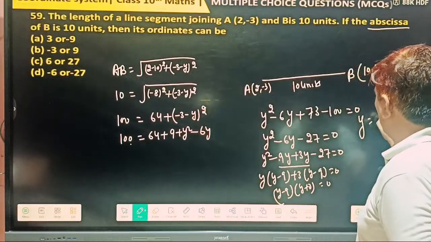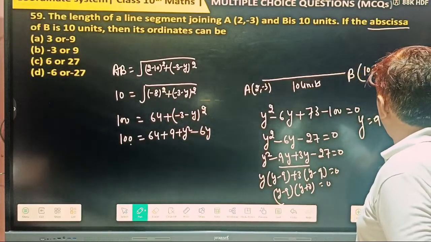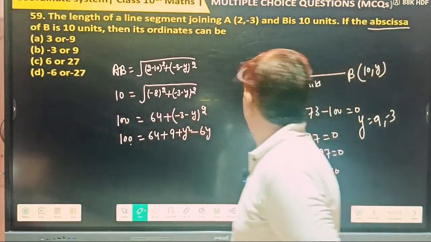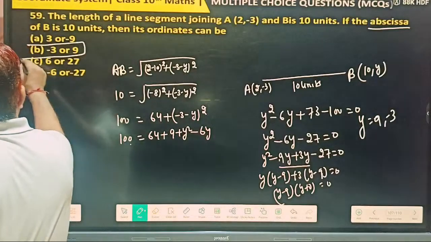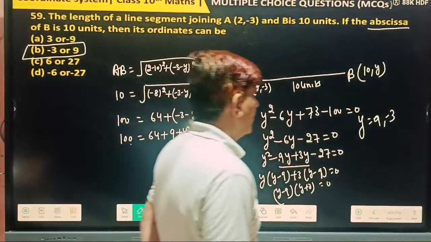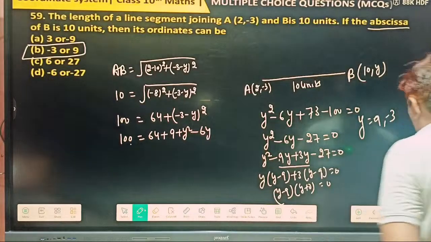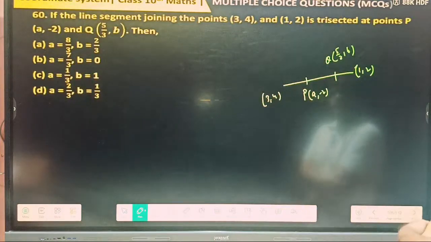So y equal to 9 and minus 3. Anyway, 9 and minus 3. B is your answer. What's your answer? B. Understood? All is easy.